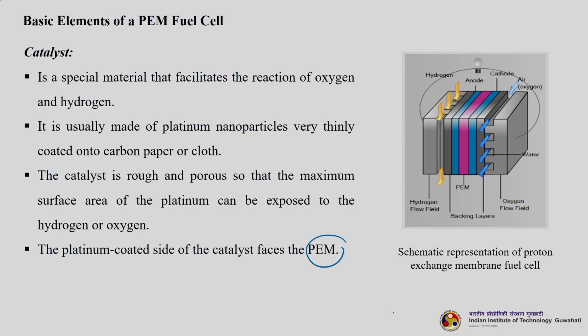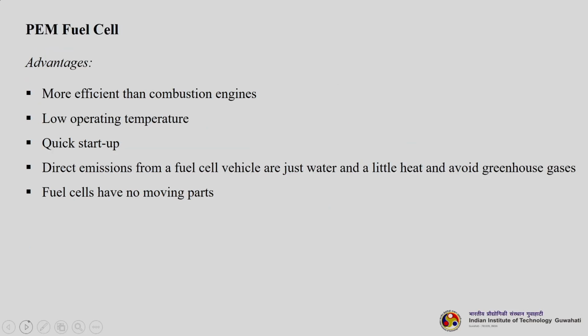Okay. So, we have seen how this operates actually. This is a schematic representation. Okay. So, there is an anode here, there is a cathode here, the pink color is the PEM membrane. Okay. So, hydrogen is coming here and air or oxygen is flowing here. So, the oxygen flow field you can see here. Okay. So, this is all about your PEM fuel cell.